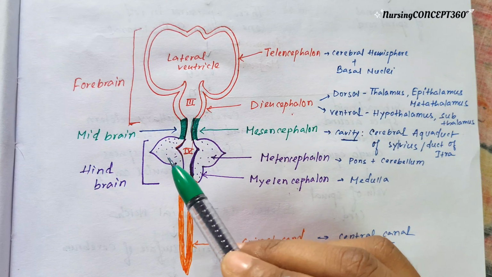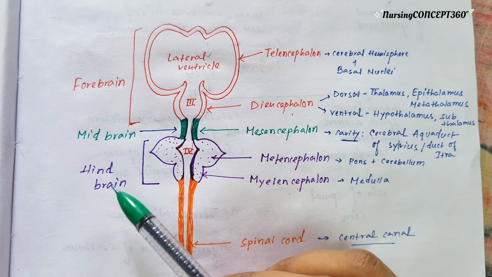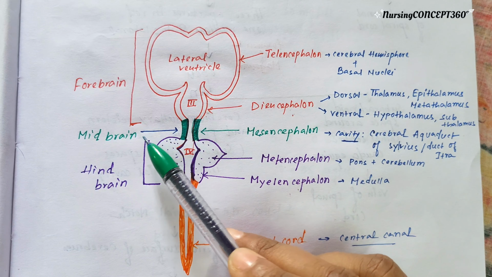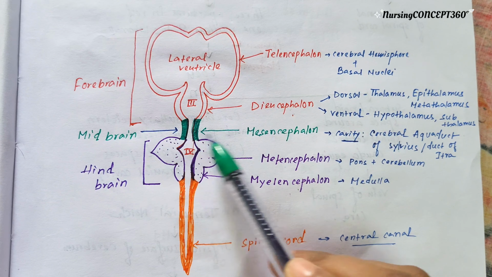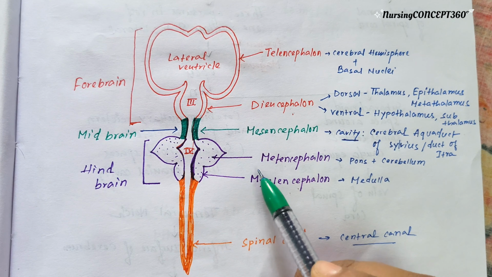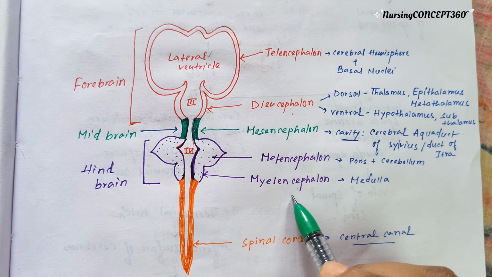So in total there are three parts of the brain: forebrain, midbrain and hindbrain. Forebrain is differentiated into two parts, telencephalon and diencephalon. Midbrain has no further parts, it is called mesencephalon, and the hindbrain is differentiated into two parts, that is metencephalon and myelencephalon.